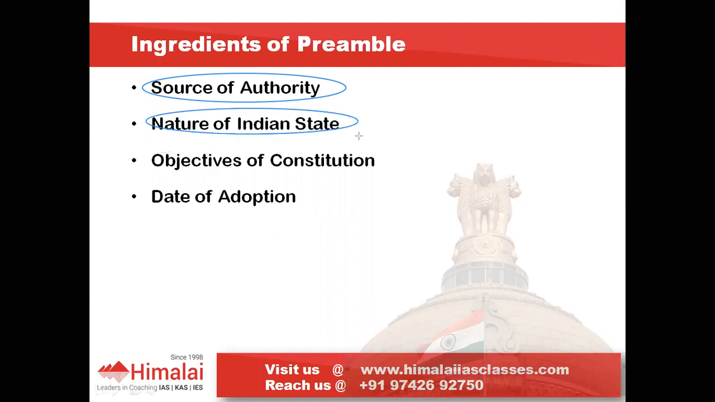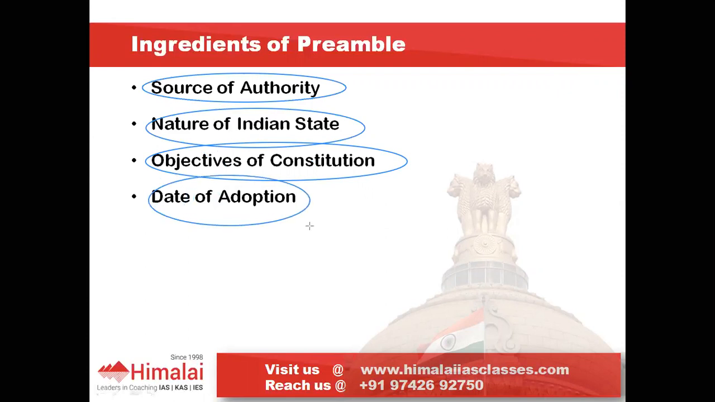Then, as you saw, it describes the nature of the Indian state by declaring what type of India we are creating: sovereign, socialist, secular, democratic, and republic in nature. These are the 5 properties of the Indian state mentioned in the preamble. Then it tells us the objectives of the Constitution, which are justice, liberty, equality, and fraternity. And in the last section, it tells us the date of adoption, which is 26 November 1949. Remember, date of adoption. Date of enactment remains 26th January 1950.